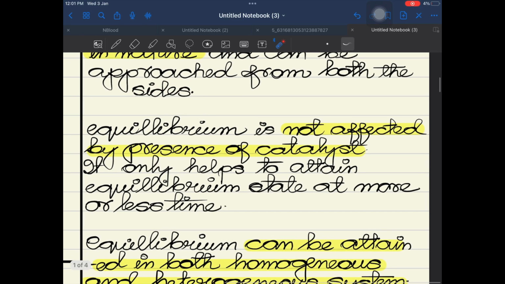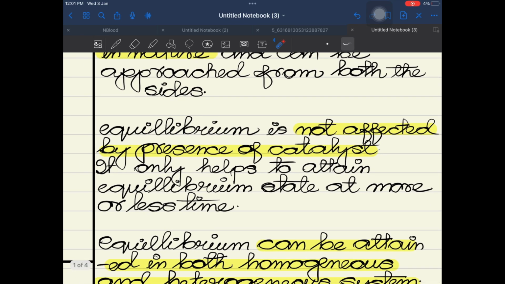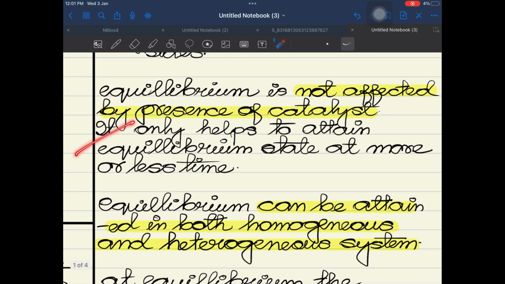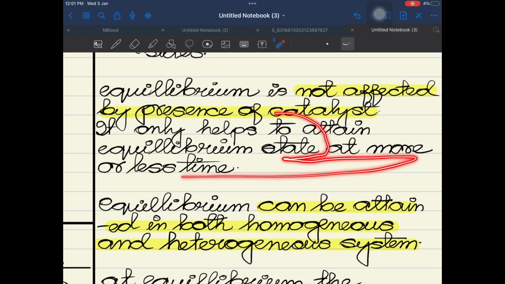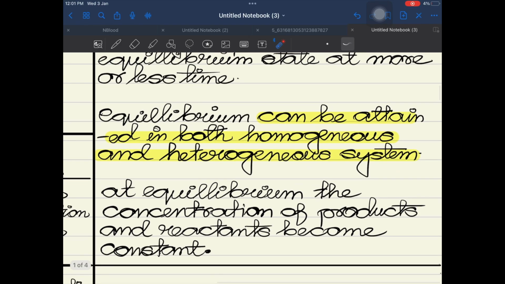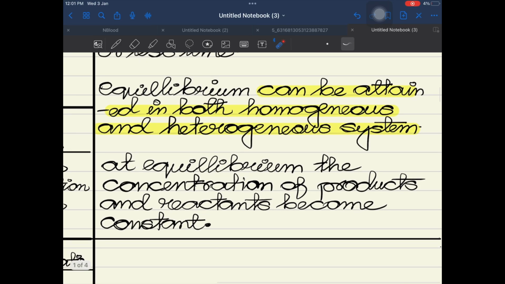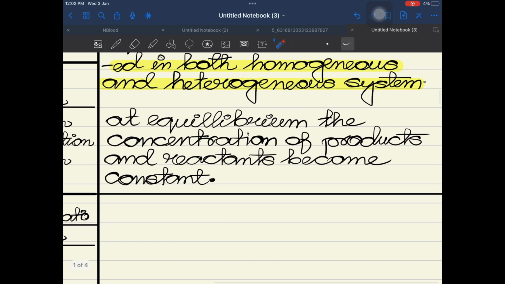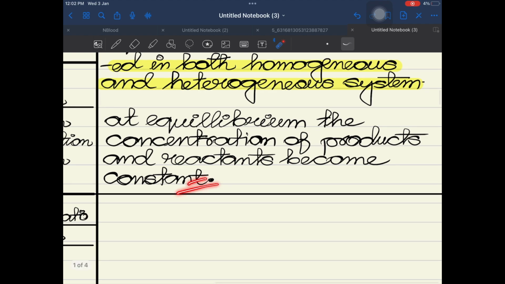Now the third characteristic is that equilibrium is not affected by the presence of a catalyst. It helps only to attain the equilibrium state in more or less time. Now the fourth characteristic is that equilibrium can be attained in both homogeneous and heterogeneous systems. And the last characteristic of equilibrium is that at equilibrium the concentration of product and reactant become constant.